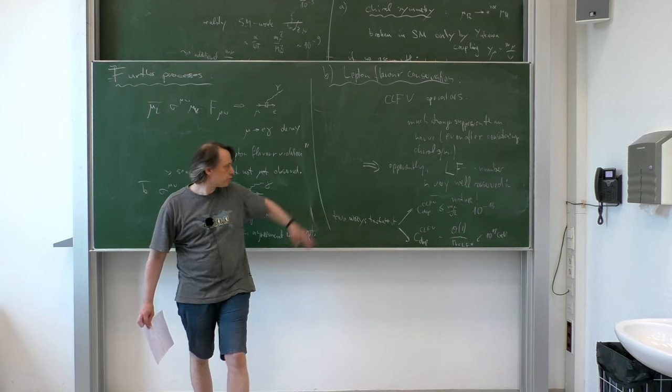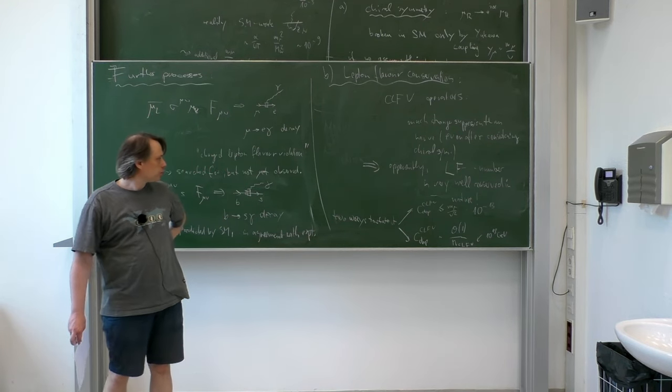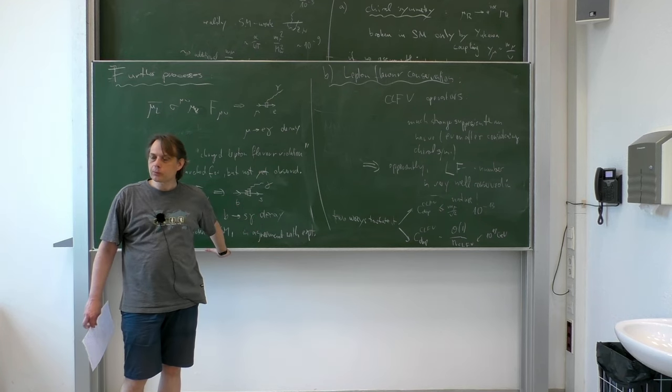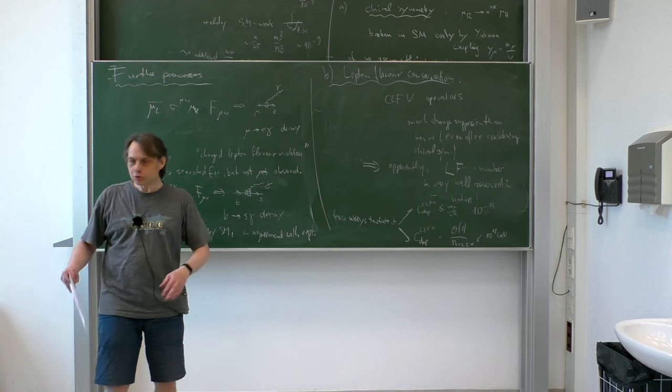Okay. So these are the two ways in which you can think about the meaning of saying lepton flavor number is very well conserved. Okay, that should be sufficient.